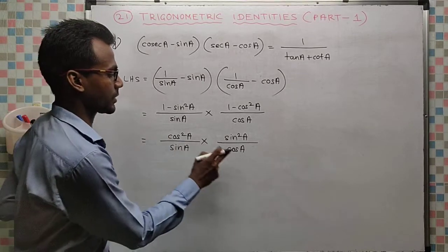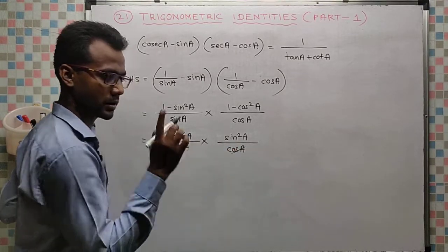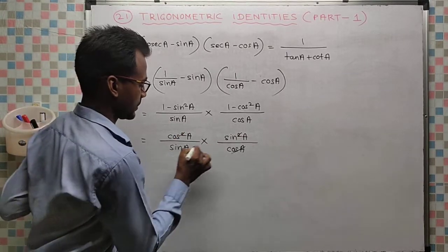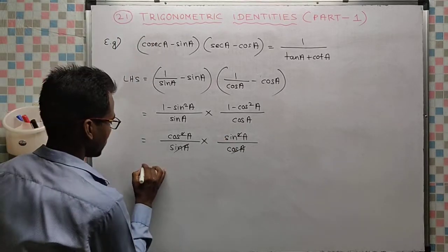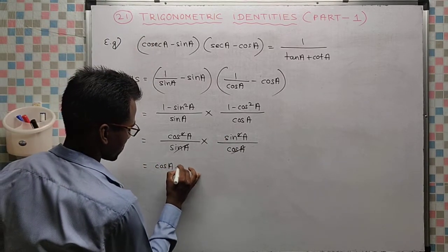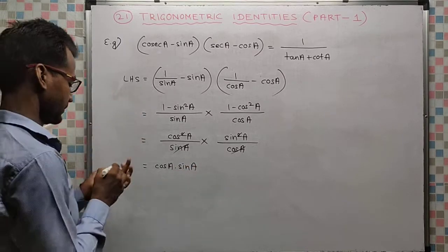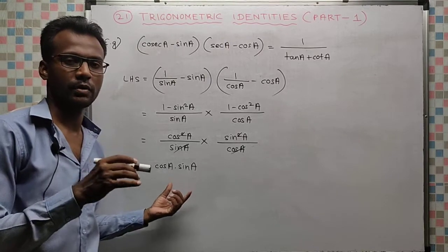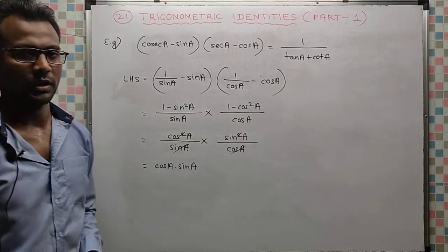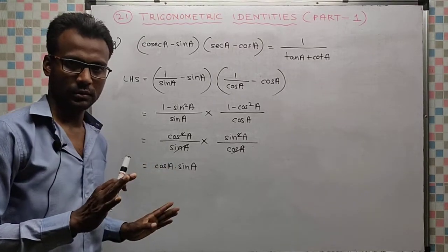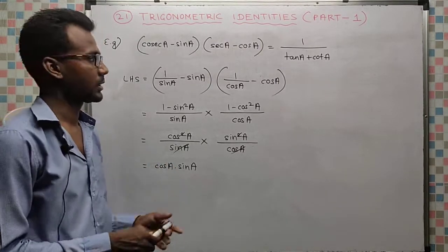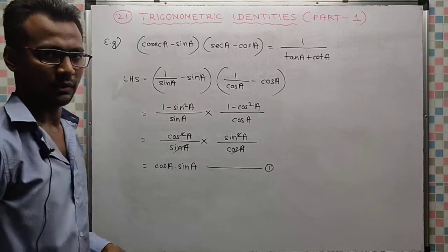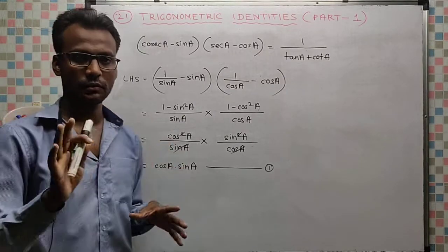Ready? So cos square A by cos A means simply cos A. Similarly, sin square A by sin A is sin A. So we have remaining cos A into sin A. Which are the two simplest ratios? They cannot be further simplified. That means it is the dead end. We cannot go further from here. Okay, so let us stop. Suppose this is equation 1. Okay, so sometimes you may face such questions.